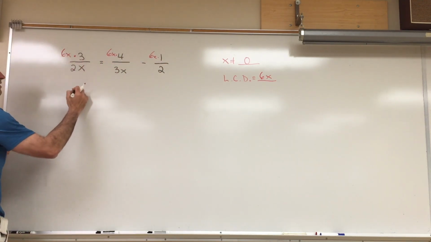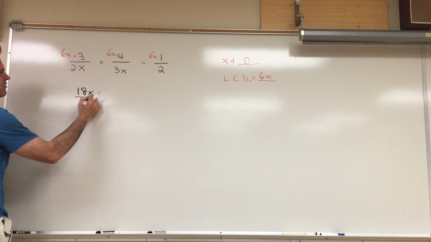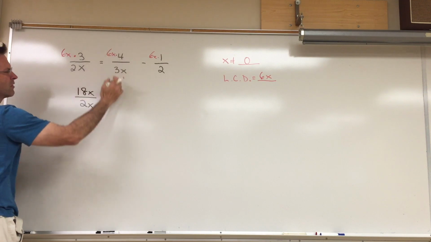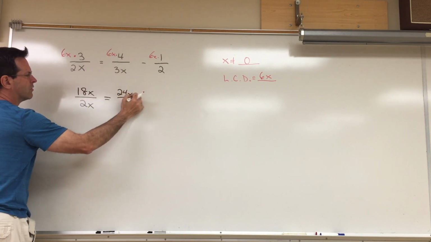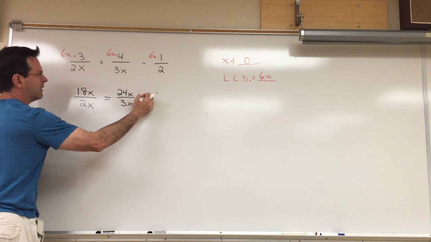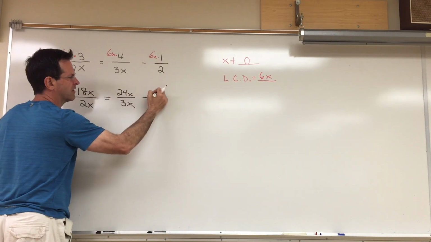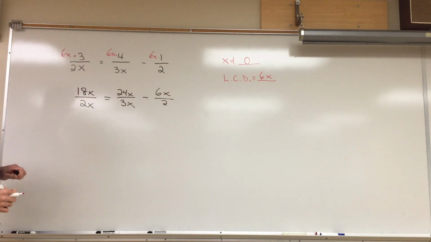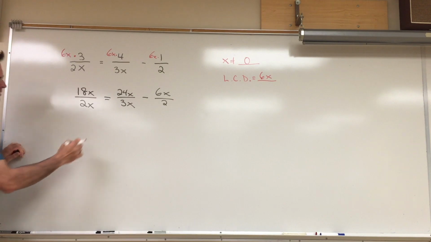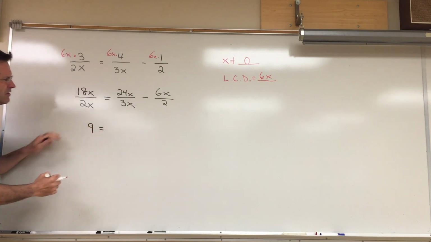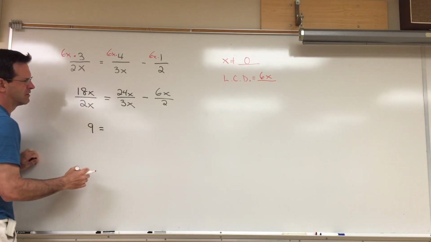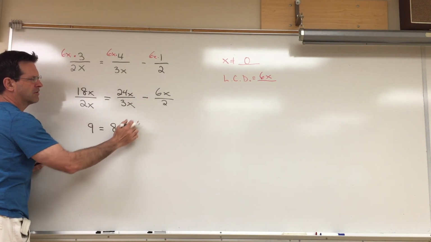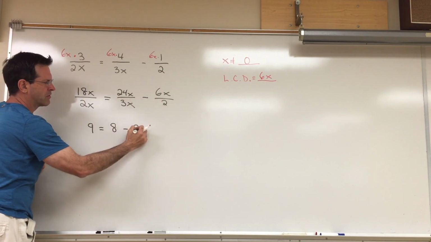What's 6x times 3? That's 18x over 2x, equals, 6x times 4, that's 24x over 3x, minus, and 6x times 1, that's 6x over 2. These can be simplified. 18x over 2x reduces to 9. 24x over 3x reduces to 8. Subtraction sign. And 6x over 2 reduces to 3x.